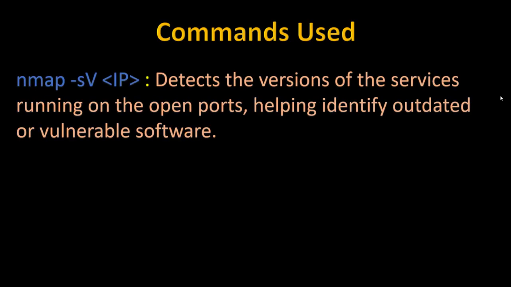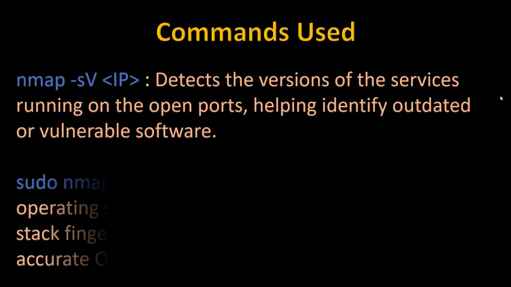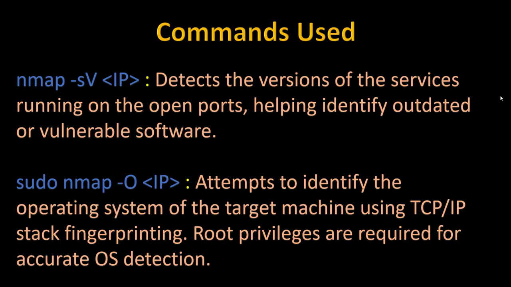Then we have nmap -sV and the IP address. This sV is the service version detection. This command detects the versions of the services which are running on the open ports. By using this, we can identify outdated or vulnerable software. Then we have sudo nmap -O. This nmap command is used to identify the operating system version.